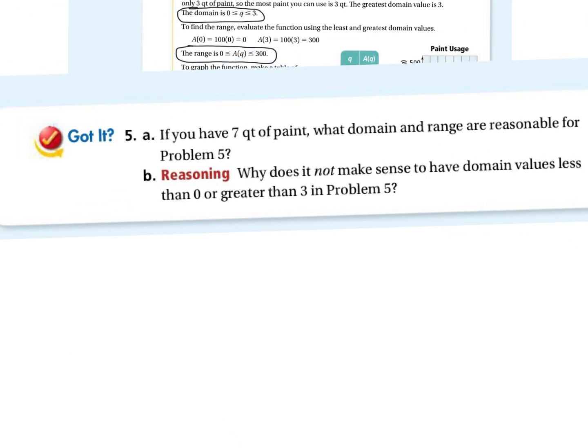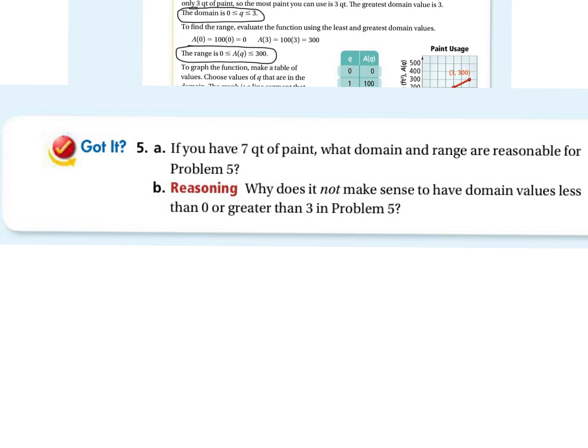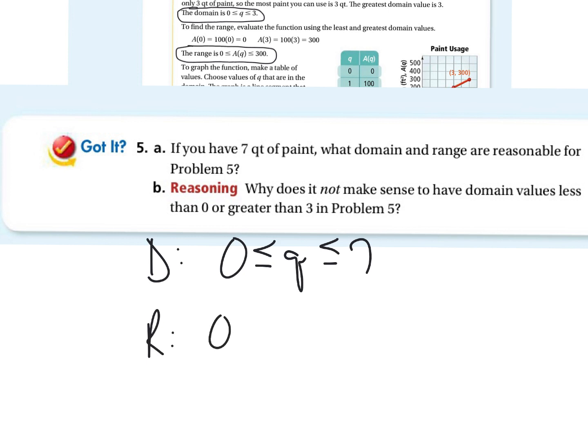Problem 5 is very similar. If you have 7 quarts of paint, what domain and range would be reasonable? So the domain would be between 0 and 7 quarts of paint, and then the range would be between 0 and 700. 7 times 100 would be 700 square feet. Okay, and they're just using Q for quarts. A of Q just means that's the area. Area is the function of how many quarts of paint that we're using.